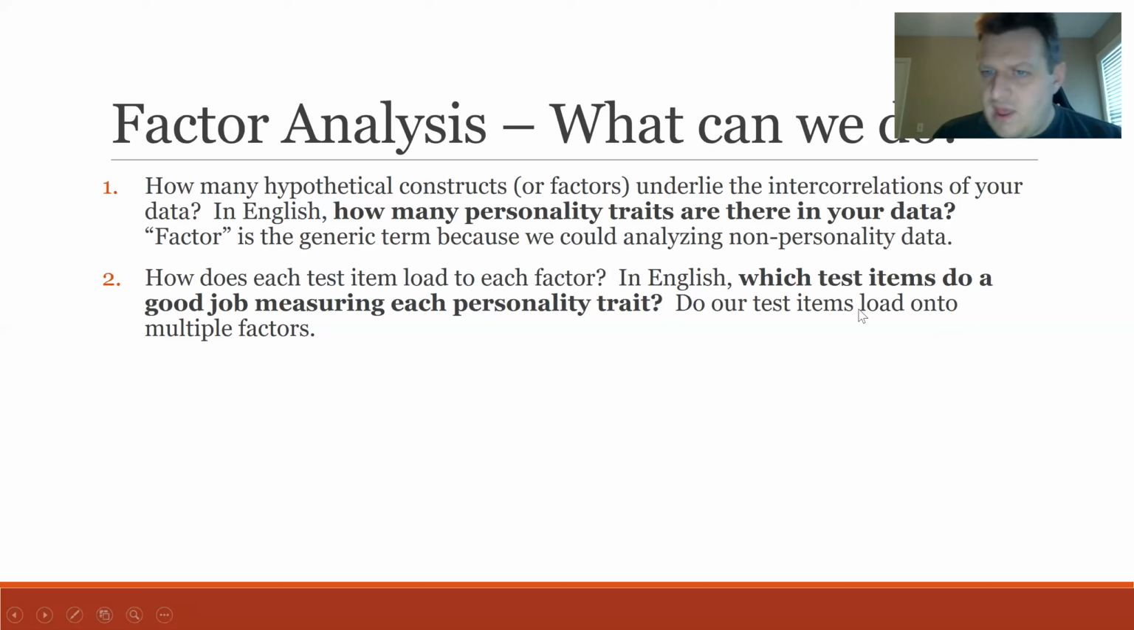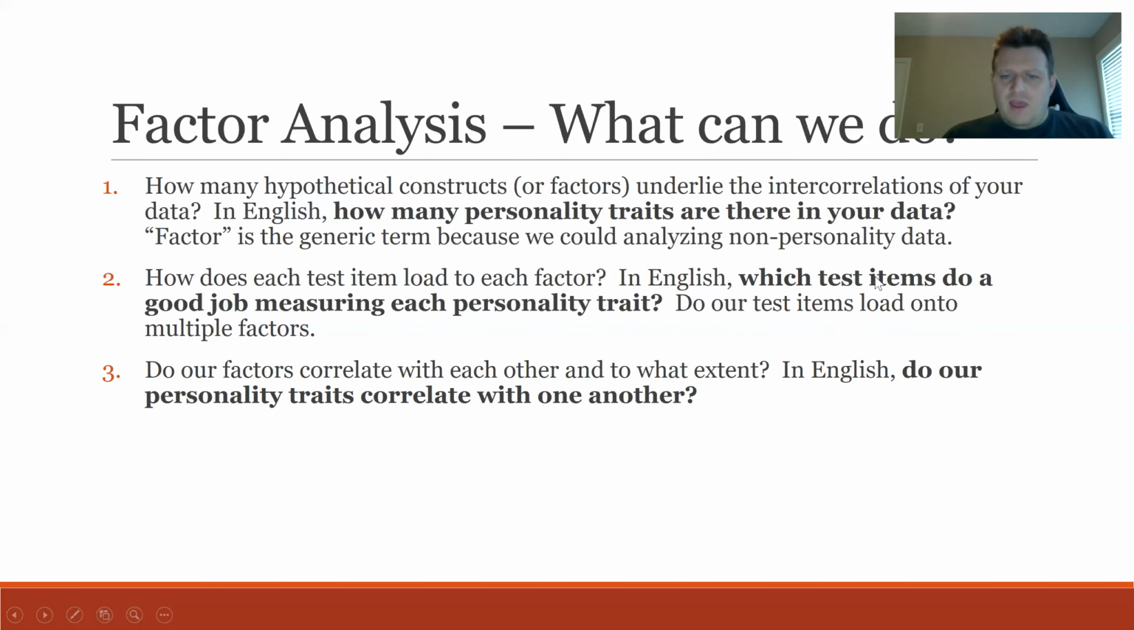And the last question we can address with factor analysis is, what are the relationships among our personality traits? What are the correlations among our factors? Is extroversion correlated with neuroticism? Is conscientiousness related to agreeableness? What's that relationship? Well, it would be hard to look at that if we were just trying to look at the raw scores of our test, but we can use factor analysis to try to get an understanding and an answer to this question. So these are three major questions that we can try to answer using factor analysis here.